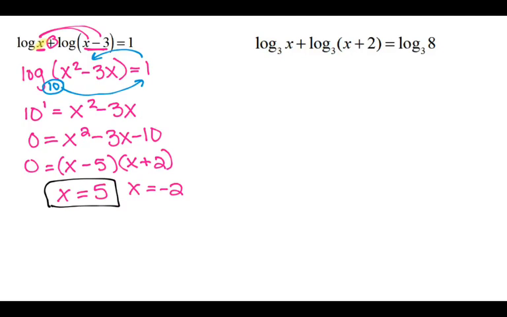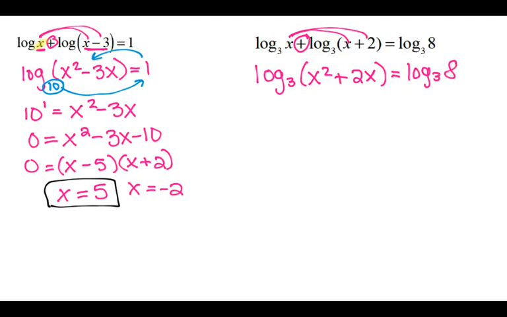And for this one, again, I am adding, so I'm going to go ahead and condense my logarithms with multiplication. So log base 3 of x times x is x squared. X times 2 is 2x equals log base 3 of 8. And this one is log equals a log, which means I can go ahead and cross off my logarithms and focus on what's inside my logarithms.